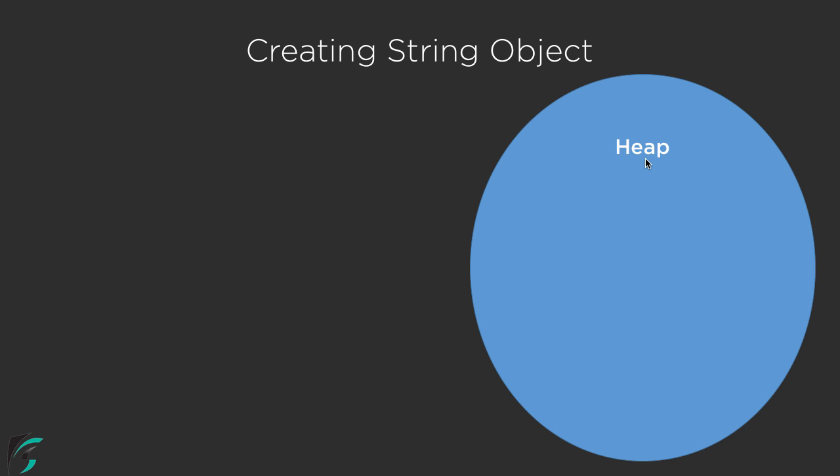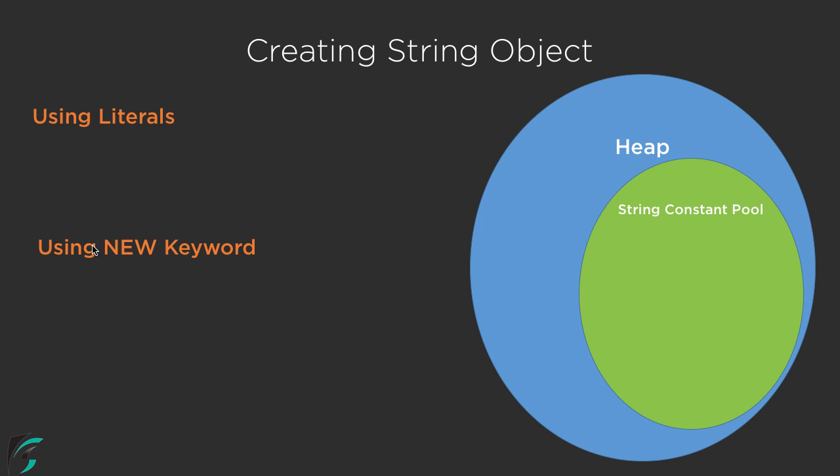Now inside the heap memory, we have the pool of string constants. So what does this string constant pool stand for? I will let you know shortly. So let's come to our point: how to create a string object in Java. First we have the method of using literals, and second, using the new keyword. So let us create the string object using the literals.